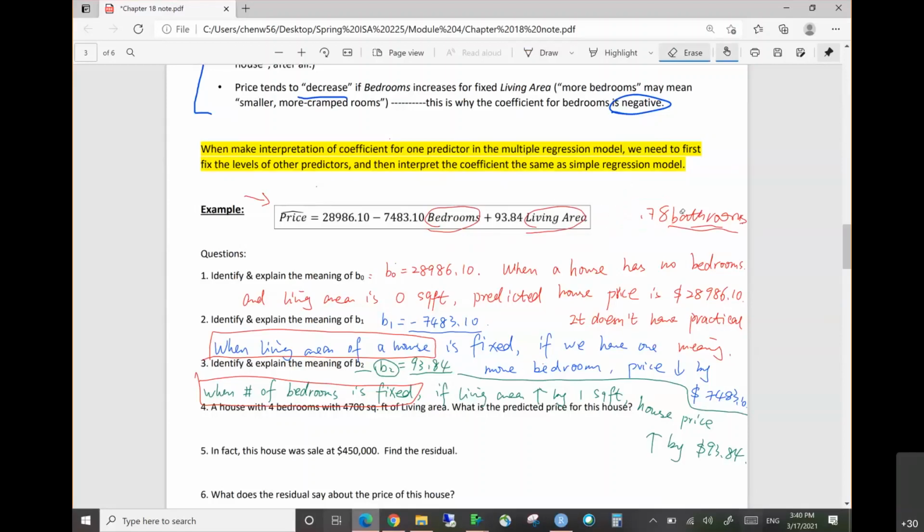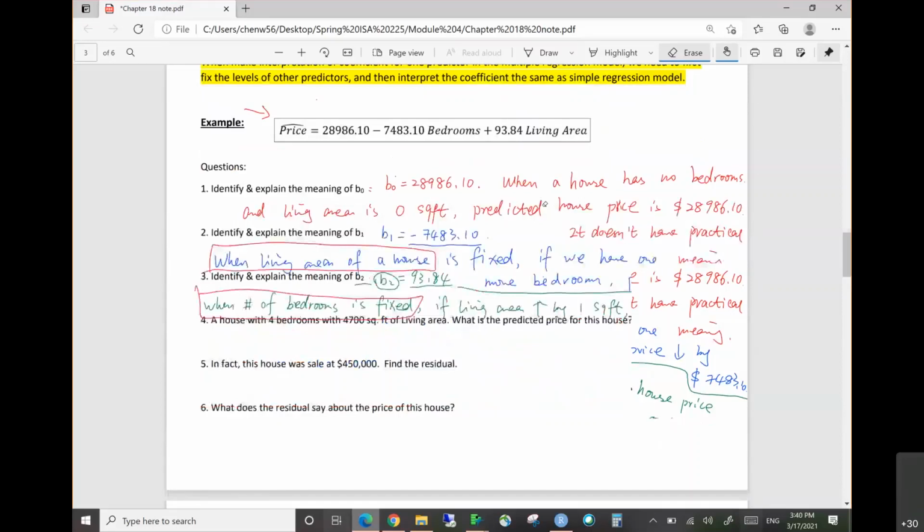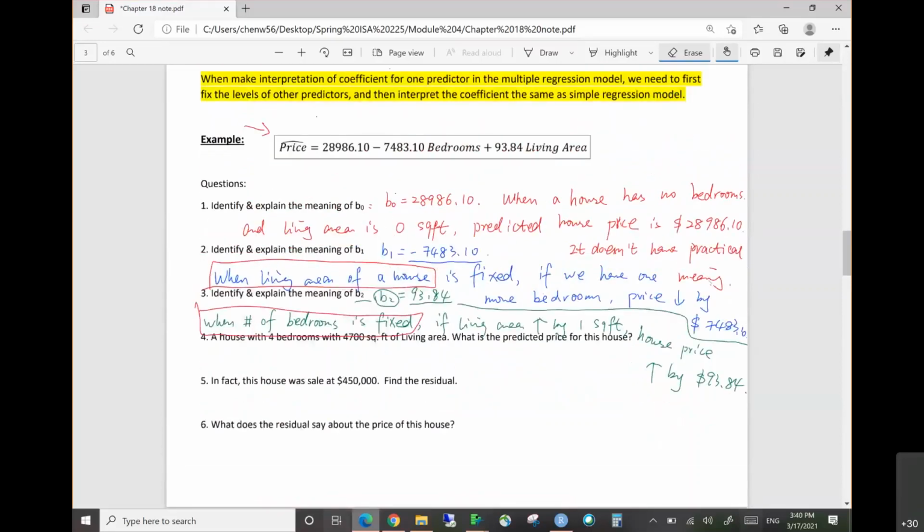All right. Okay, so now we are done with the interpretations. Let's practice for other questions. The next one, number 4. A house with 4 bedrooms and 4,700 square feet of living area. What is the predicted price for this house? How can you calculate the predicted price?